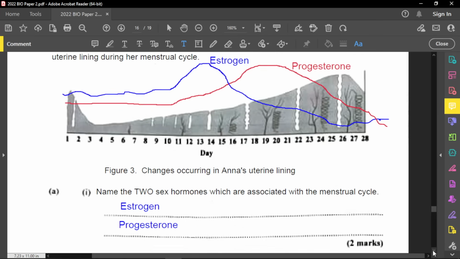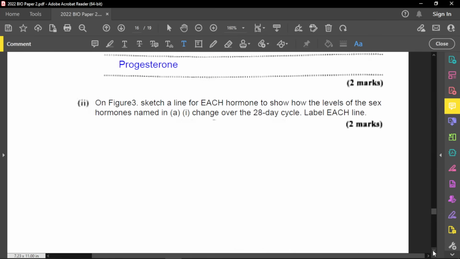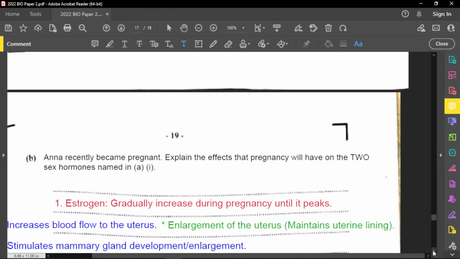All right, so let's now go into the next part of the question. This part reads now, which is part B. It said that Anna recently became pregnant, and I hope she's married. Explain the effects that pregnancy will have on the two sex hormones named in A1.